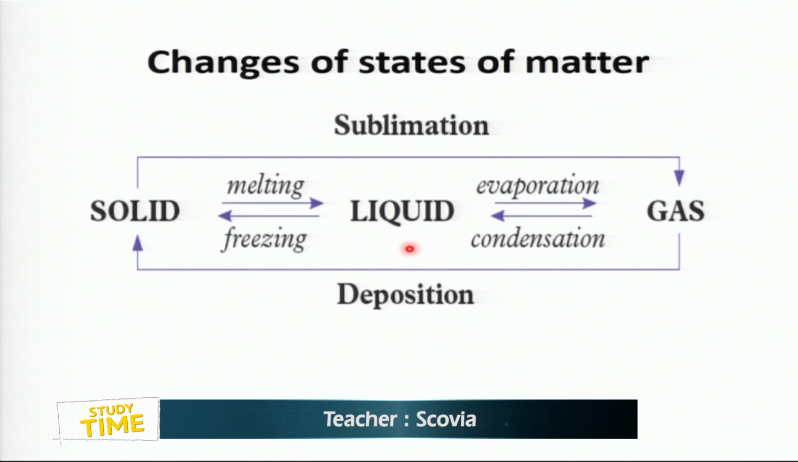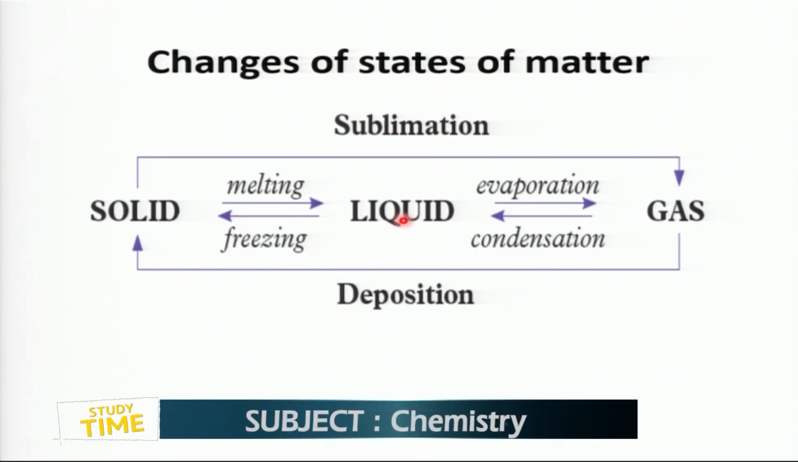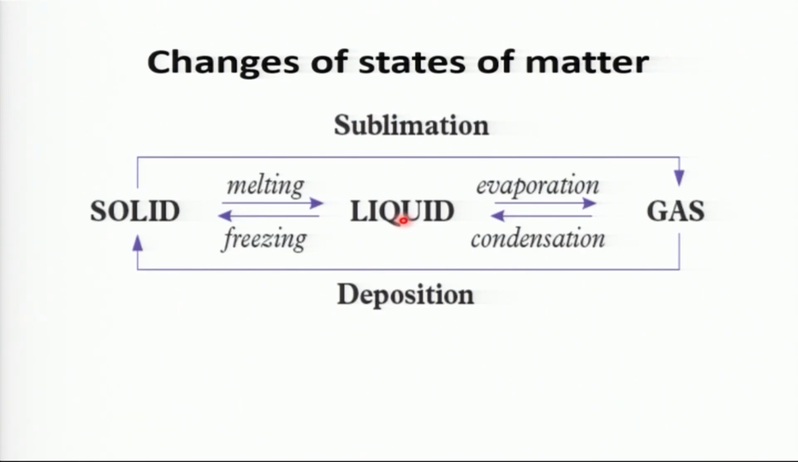Right? So what is that process? When a solid turns to a liquid, we call it melting. Take an example of ice. All right? When you get ice and melt it, it becomes a liquid. So that phenomenon or that process, we call it melting.